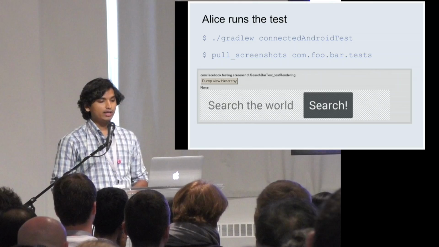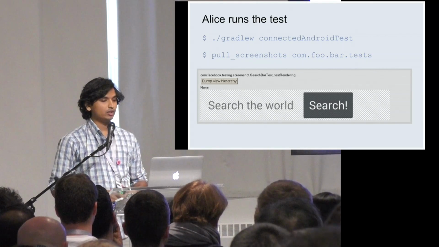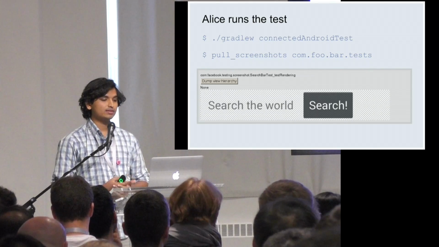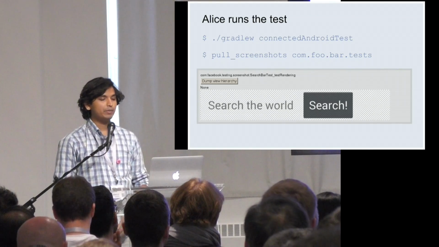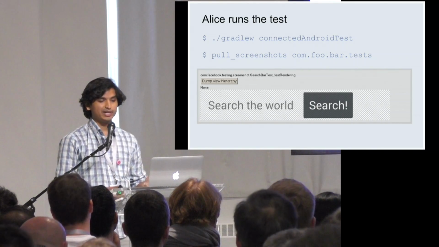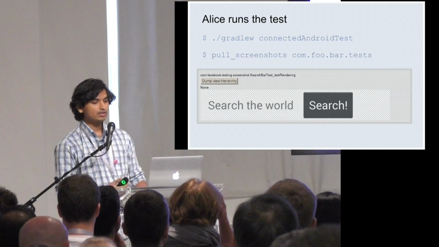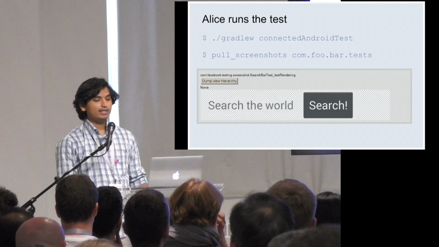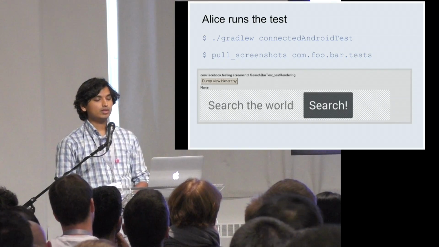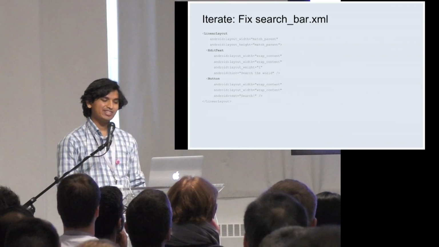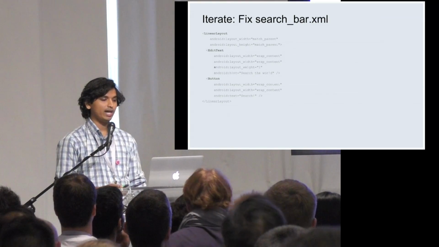But I talked about fast feedback loops, so what you notice here is that this view is not as Alice wants, because you would expect a search bar to have the search button aligned to the right, and in this example, you're seeing that it's not. So it's a bug, and Alice needs to go back and fix it. She goes back to the view, and the fix is actually pretty simple, at least this is the way I would do it.